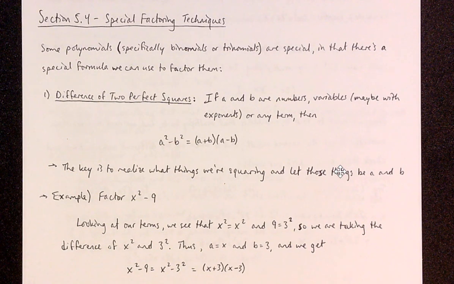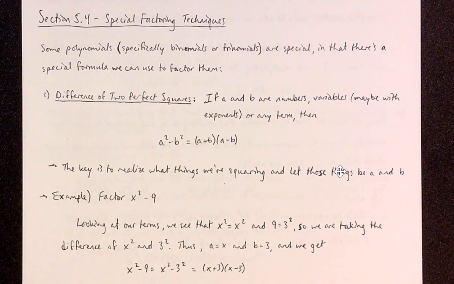In the previous video, we wrapped up section 5.3. We talked about some other methods that we can use to factor some not so nice trinomials. In this video, we're going to take a look at some special rules and some special factoring techniques that we can use to factor certain types of trinomials or binomials, as you'll see. And when we say that these certain binomials or trinomials are special, I mean that there's a special formula that can be used to factor them.